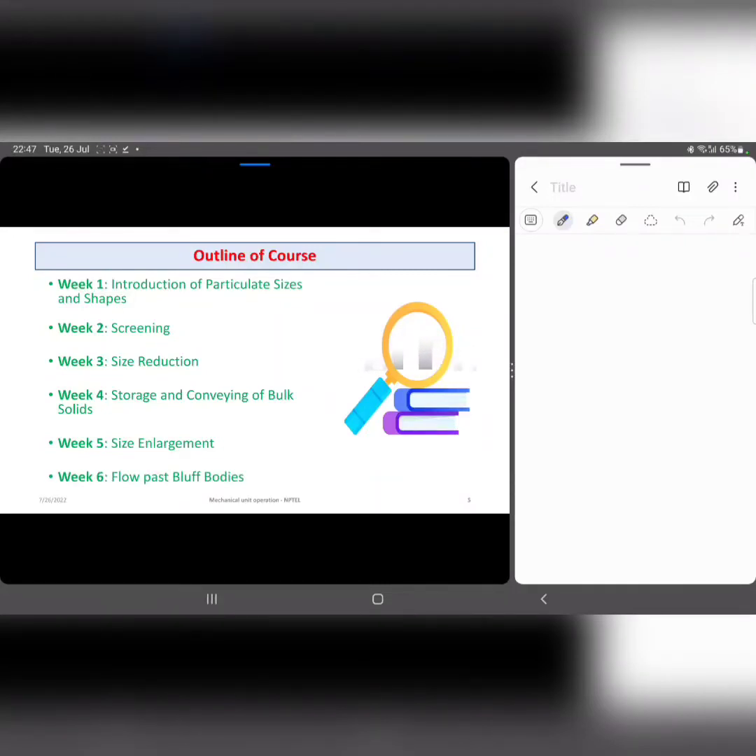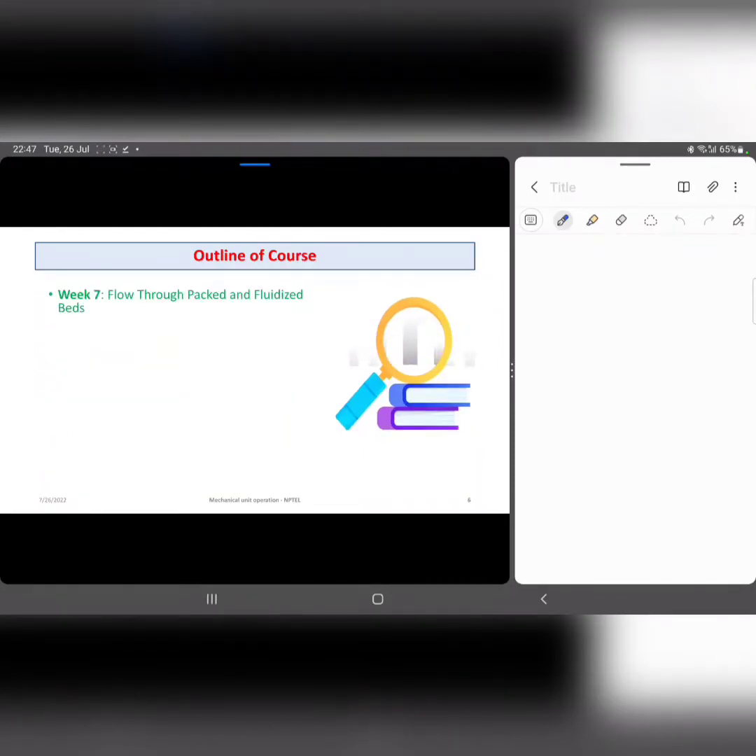Flow past bluff bodies. Whenever any kind of liquid or gas flow passes over bluff bodies, there are different kinds of interactions between the bodies and the flow, and a flow pattern will form. We will discuss this. Then flow through packed and fluidized beds. Packed beds and fluidized beds are very important in advanced processes. So we need to understand how to design them in equipment and what process parameters we need to consider while designing.